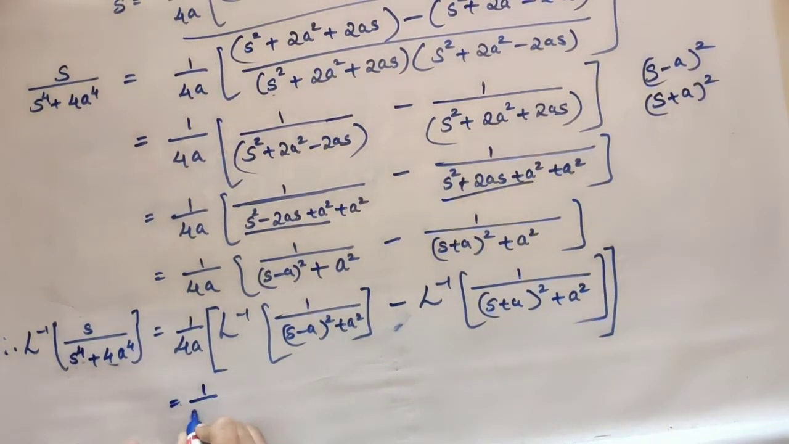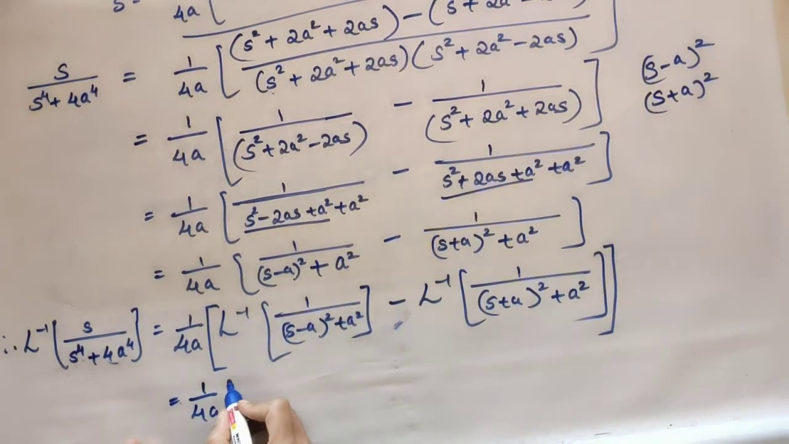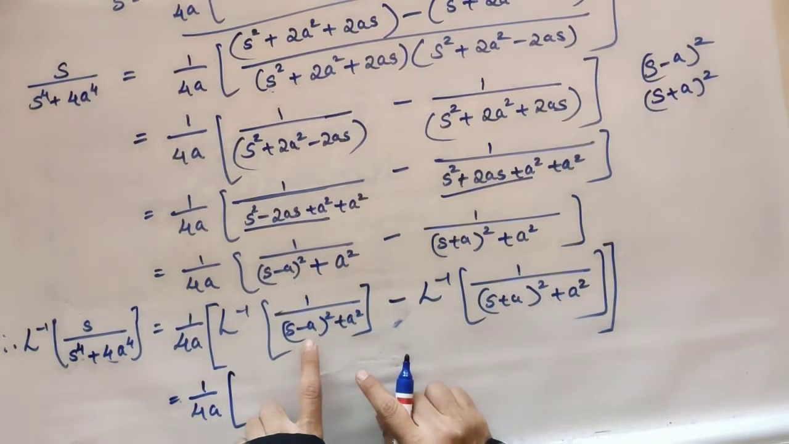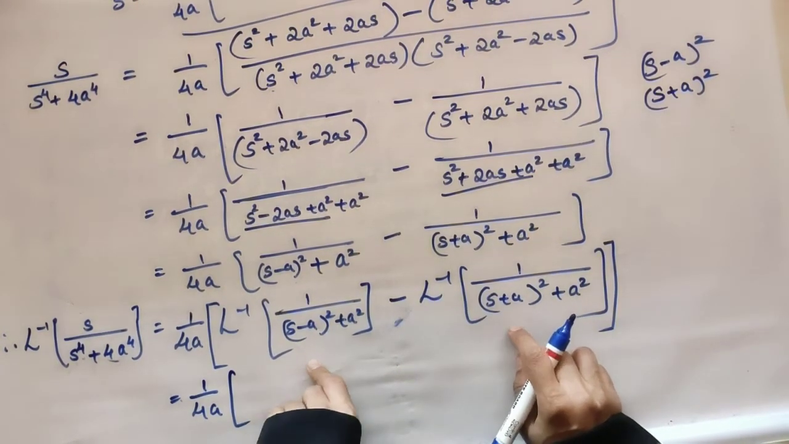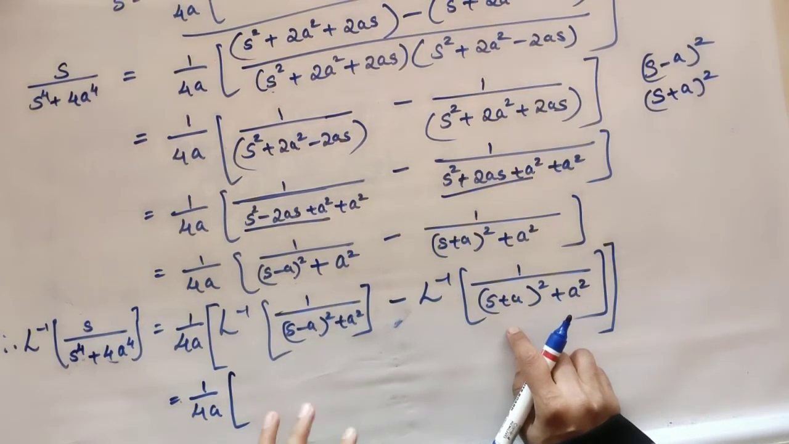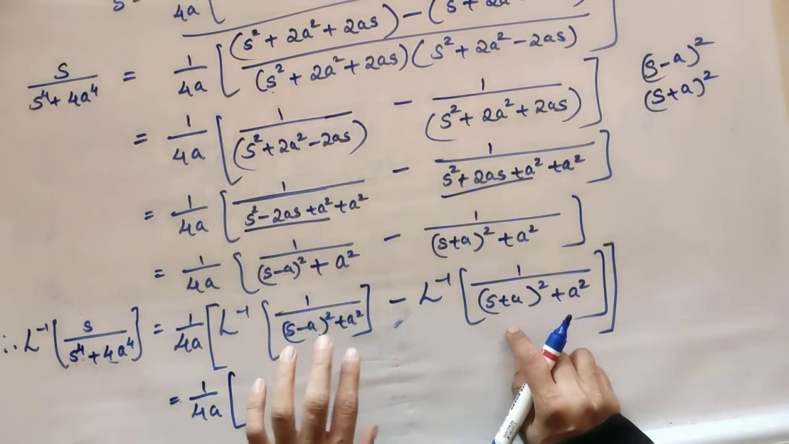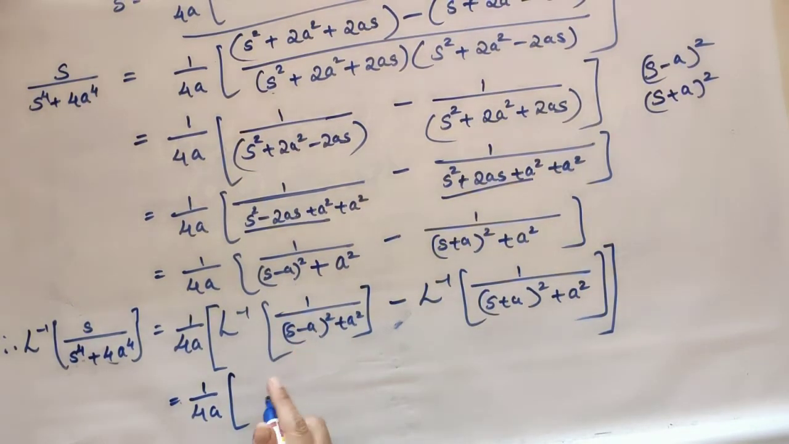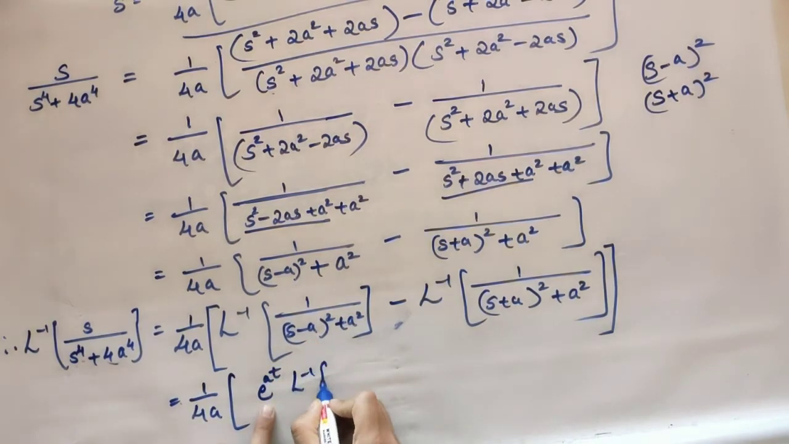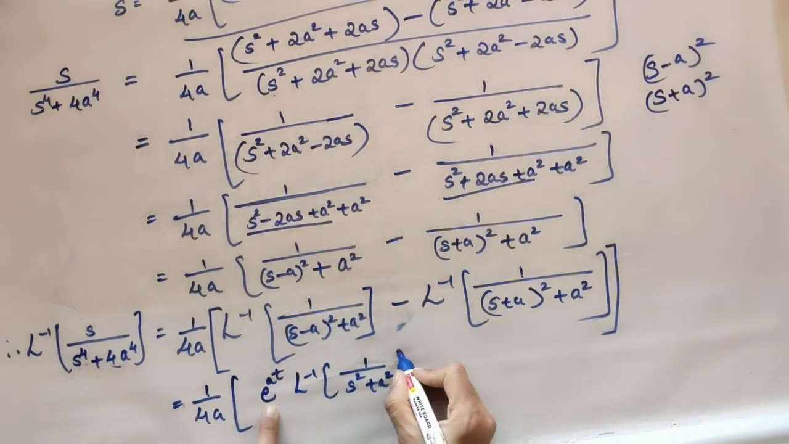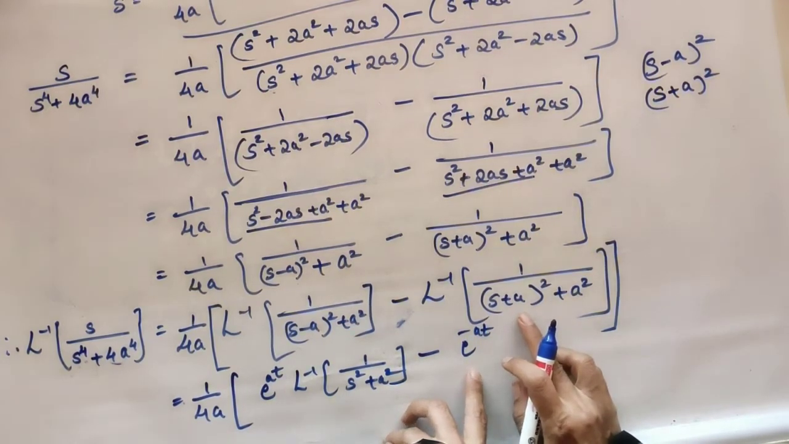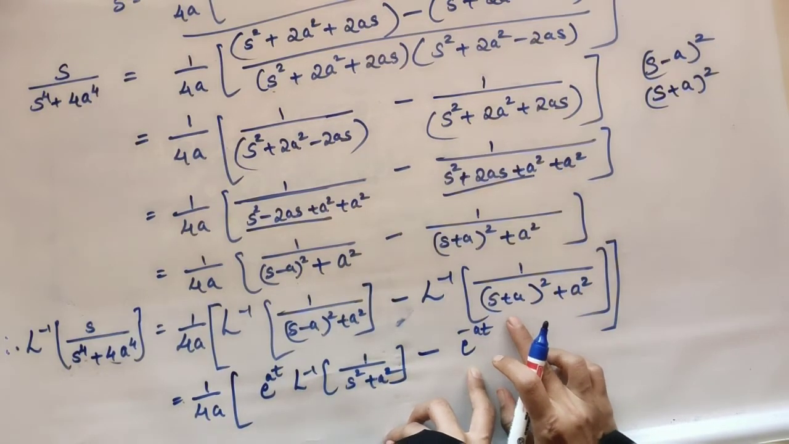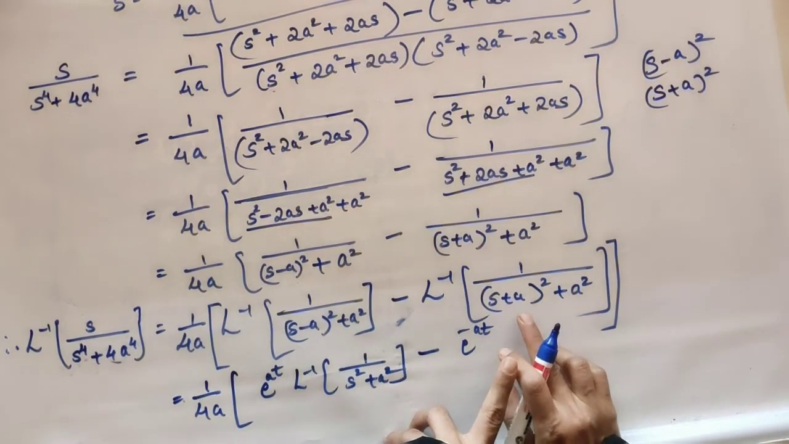Now this is equal to 1 by 4a. Now see here, in the first term, in place of simple s you got s minus a whole square, and similarly in the second term you have got s plus a whole square. In my previous session itself we have solved a problem on this, so I am going to use it the same way. Okay, if you want to eliminate that s minus a, you have to write e to the power at, because it is s minus a over here. L inverse of, keep the s as it is now, this one thing, minus, here also e to the power minus at, because you have got 1 divided by s plus a whole square plus a square. In place of simple s you have got s plus a whole square.